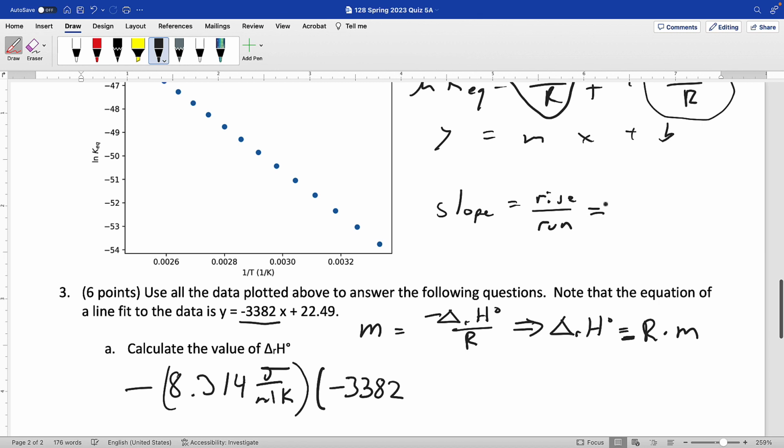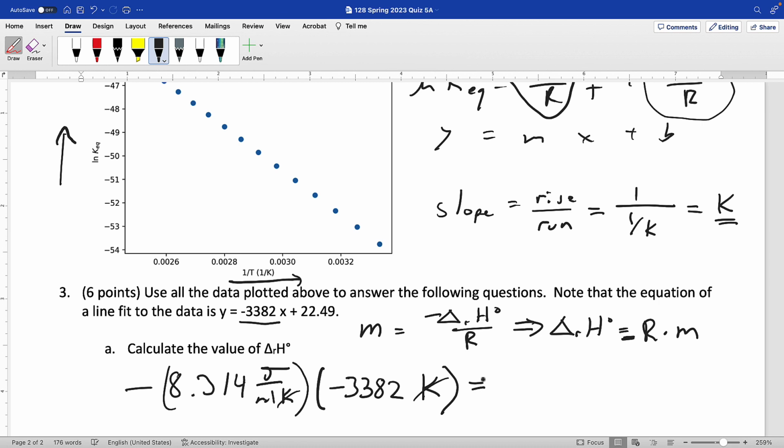So the rise, that's the y value, is a logarithm. We know it's not going to have any units, so let's put a 1 there. If we look at our x, that's the run, that has units of 1 over Kelvin. So I've got 1 over Kelvin, and that's going to be equal to Kelvin. So Kelvin is going to be my unit for the slope, and notice that Kelvin's going to cancel my Kelvin, and that's going to give me joules per mole, and that's the unit I want for delta H.